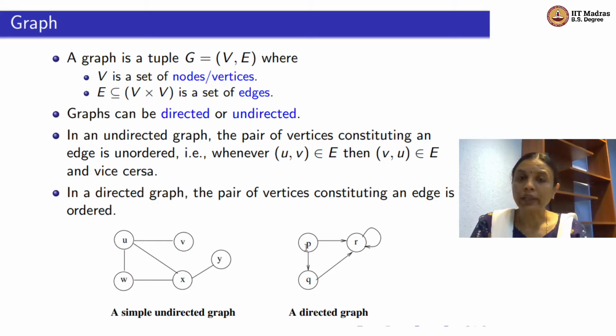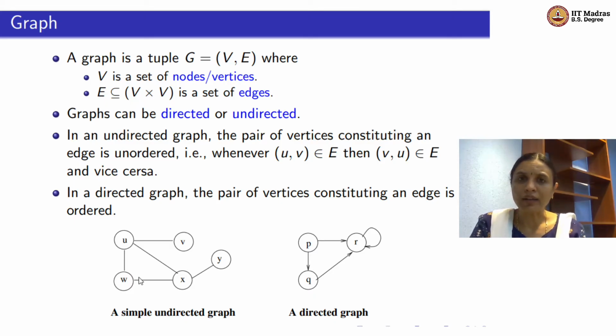Similarly, there is a directed edge from P to Q, but there is no edge from Q back to P. This kind of edge that you see, sticking itself to the vertex R, is a special kind of edge. We call them self loops or loops. So, it is an edge from R to itself. Is this clear? Directed graph edges have directions in them, which means edges are an ordered pair of vertices.